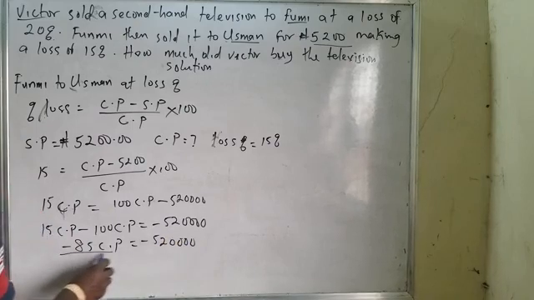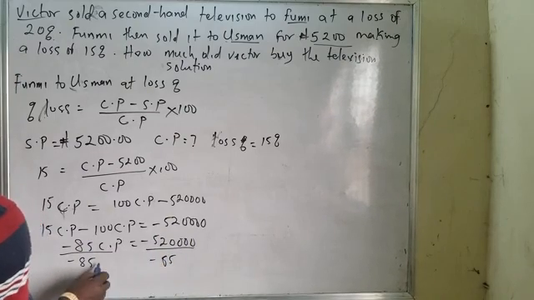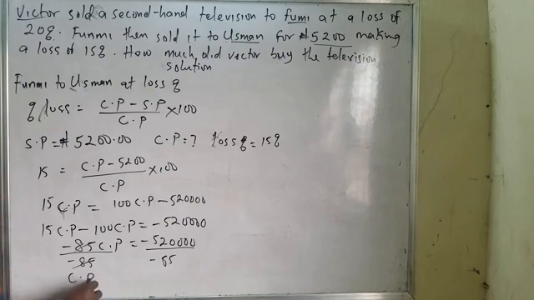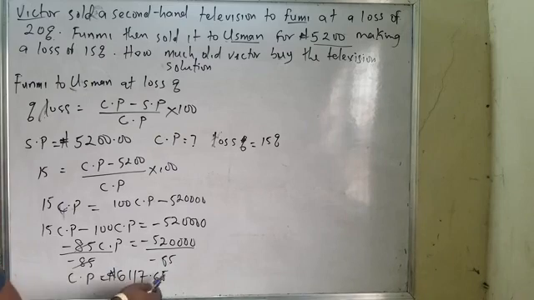Now, divide both sides by this. My cost price will be equal to 6,117.65 naira. It means 65 kobo. That is the meaning. That is the transaction number one.